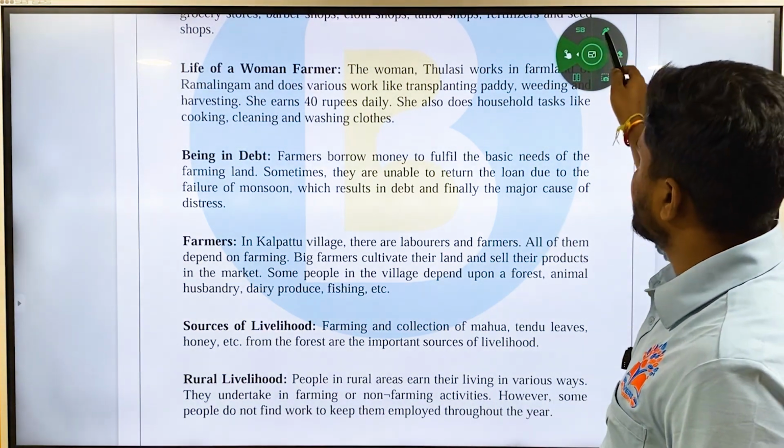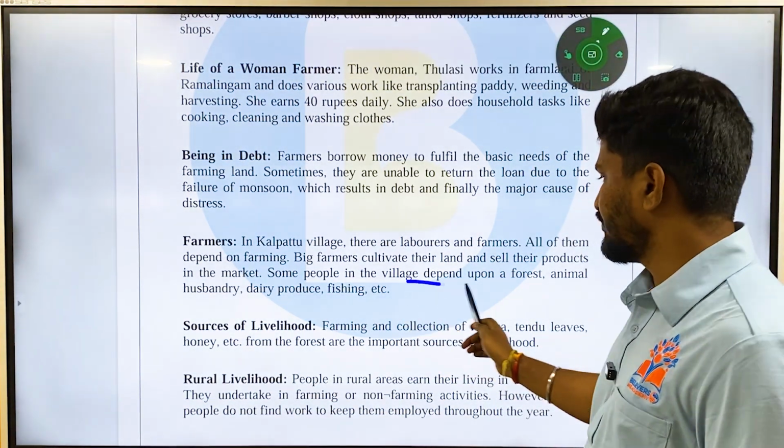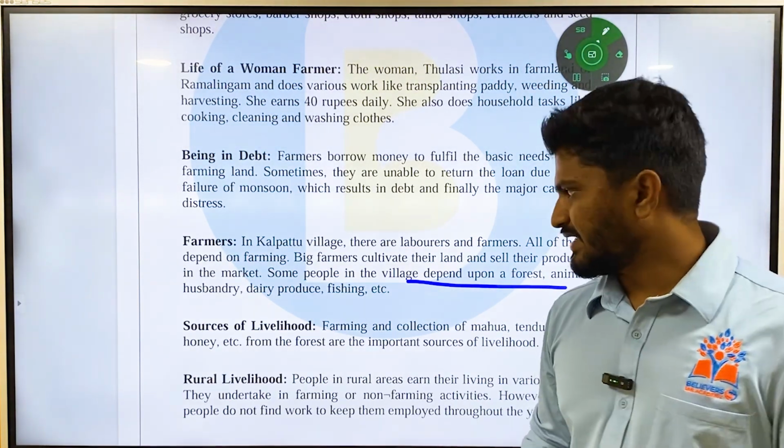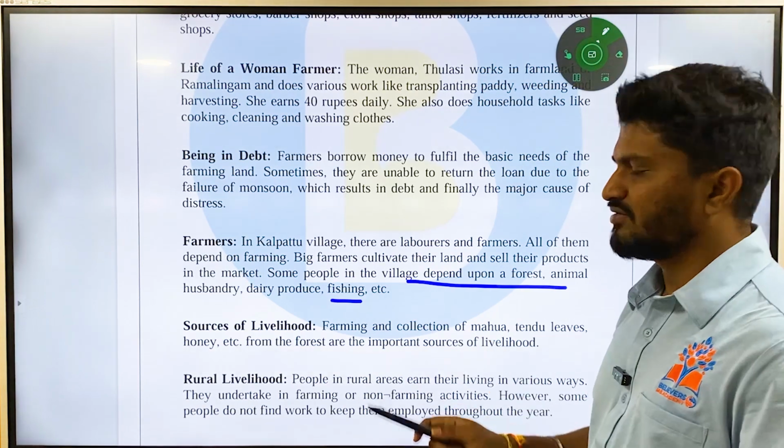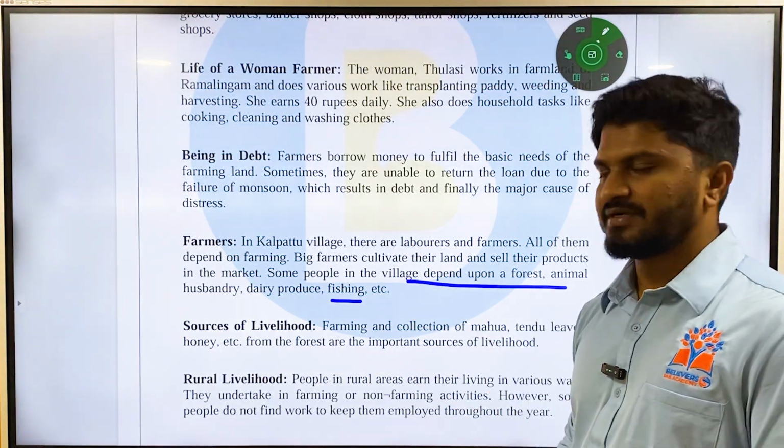And then along with the farm, there are many people who also depend on forest, animal husbandry, dairy produce and fishing, etc. These are the types of activities on which a person's livelihood depends.